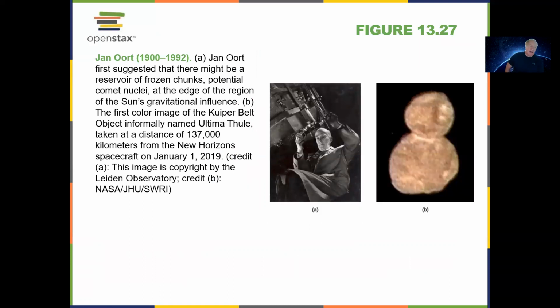Jan Oort first suggested that there might be a reservoir of frozen chunks, potentially comet nuclei, that would come together and form comets at the edge of the region of the sun's gravitational influence. And the first color images of the Kuiper belt object, informally named Ultima Thule, were taken at a distance of 137,000 kilometers by the New Horizons spacecraft on January 1st of 2019.